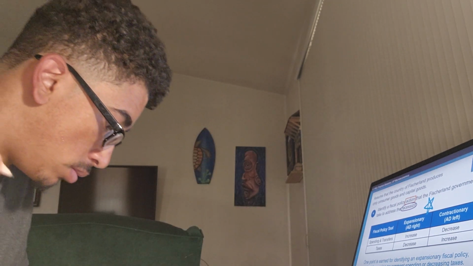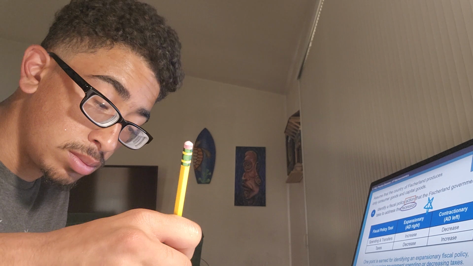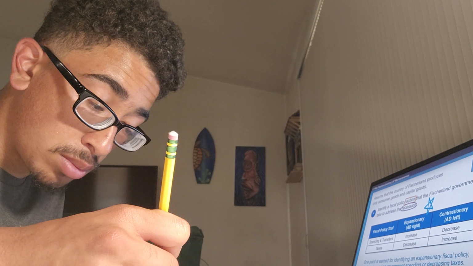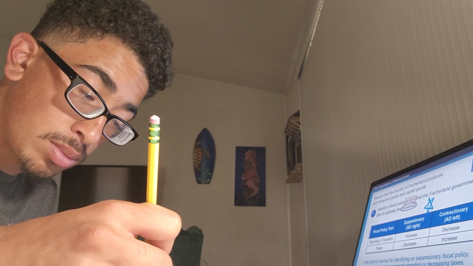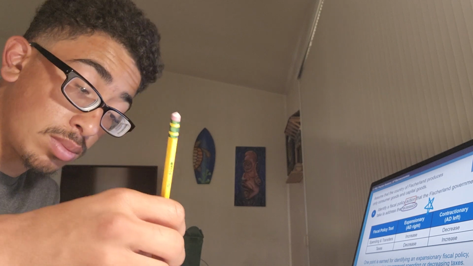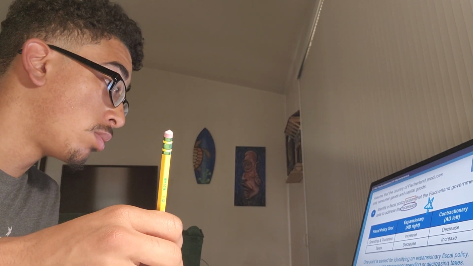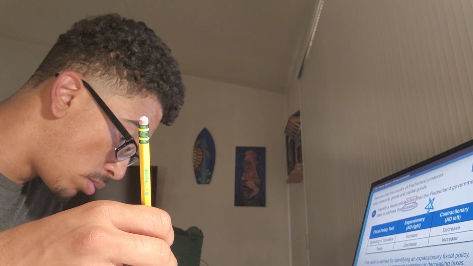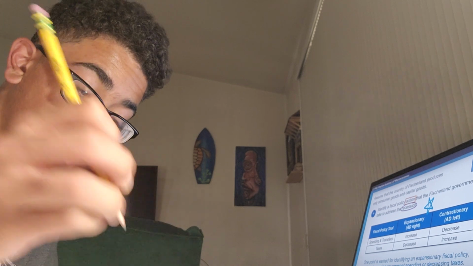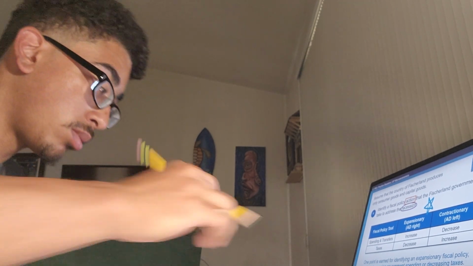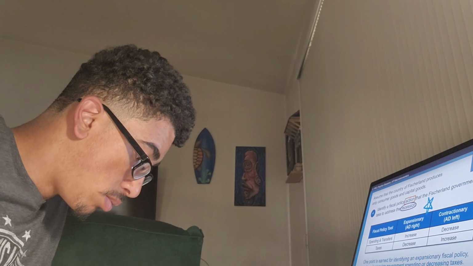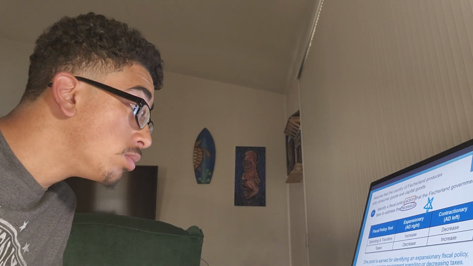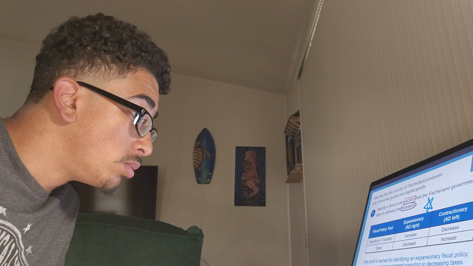But if we only said expansionary fiscal policy, that's not going to answer the question. It's specifically asking you to identify an action, not just a direction. So your response has got to say either increase spending, increase transfers, or decrease taxes.